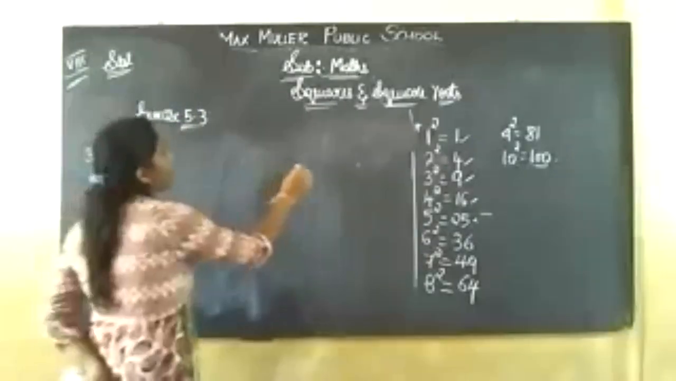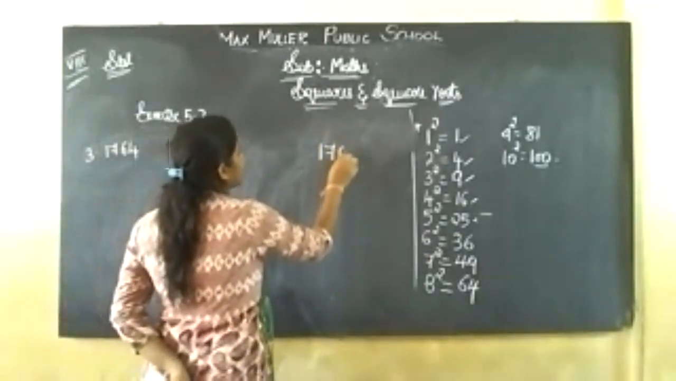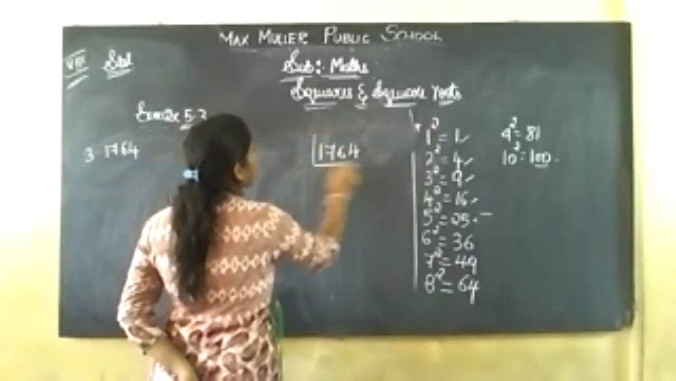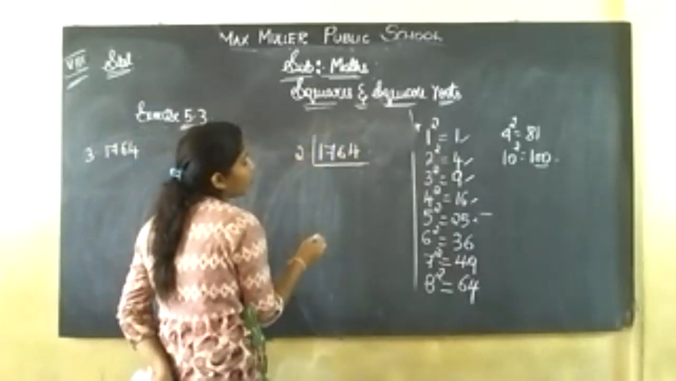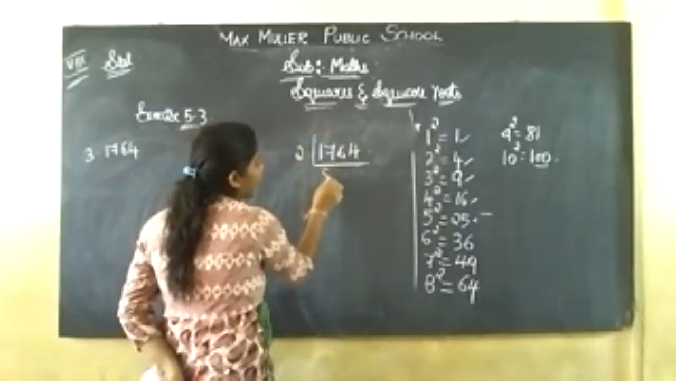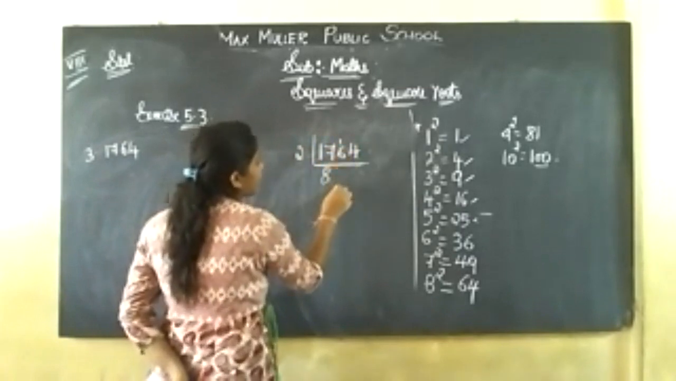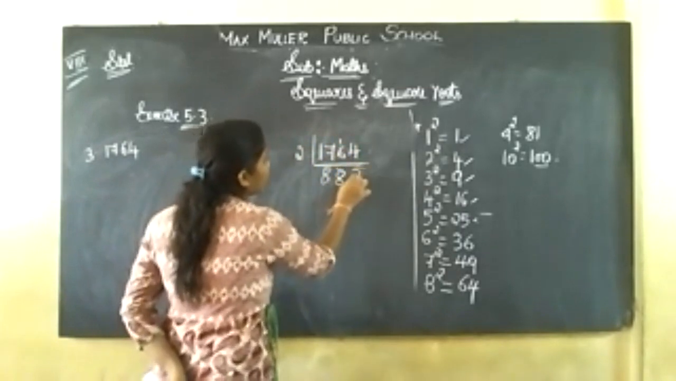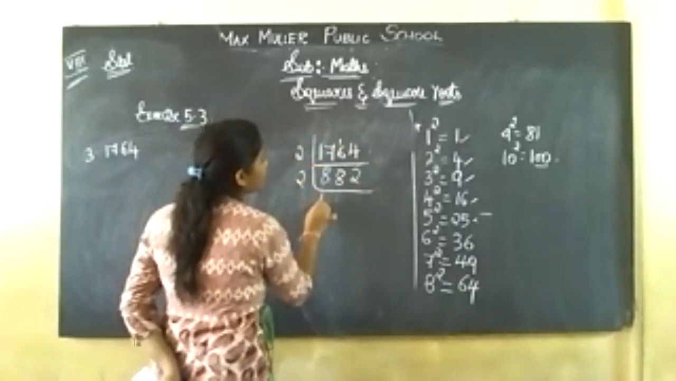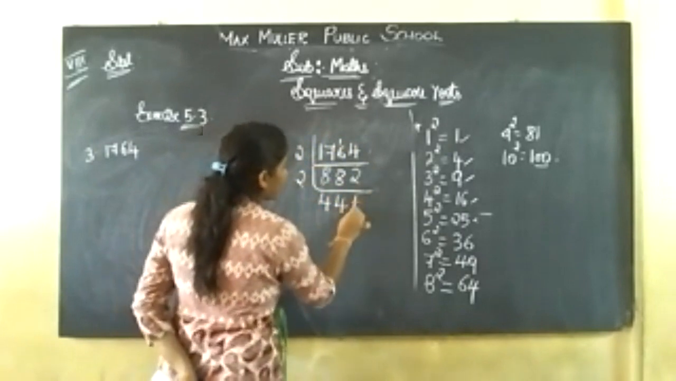1764. Now try to solve by prime factorization method. It is again from 2 that you have to start. 2 8s are 16, 1 carry. 2 8s are 16 again. 2 2s are 4. 2 4s are 8. 2 4s are 8. 2 1s are 2.